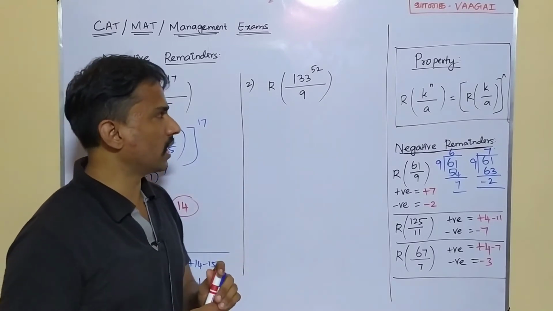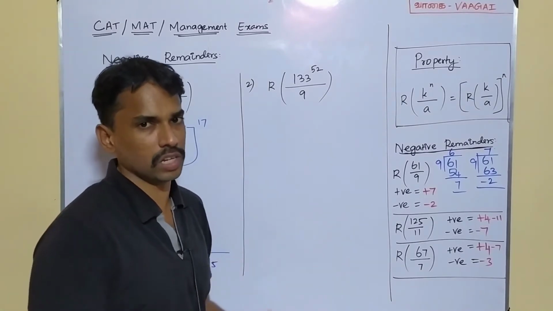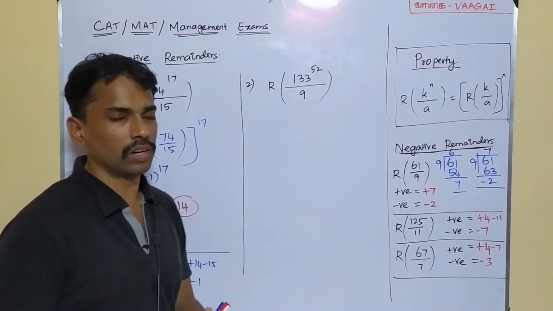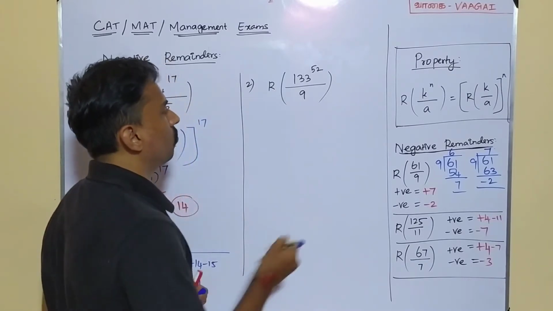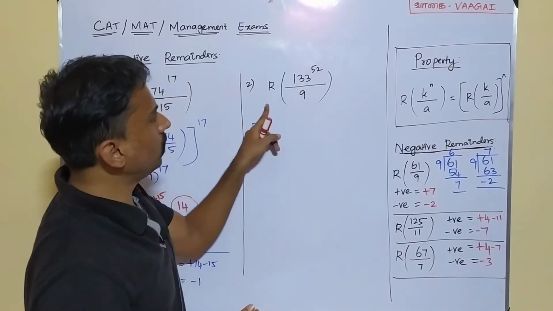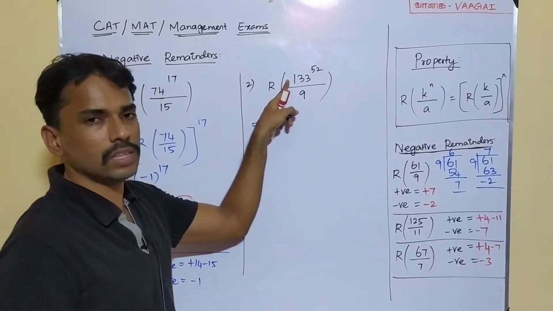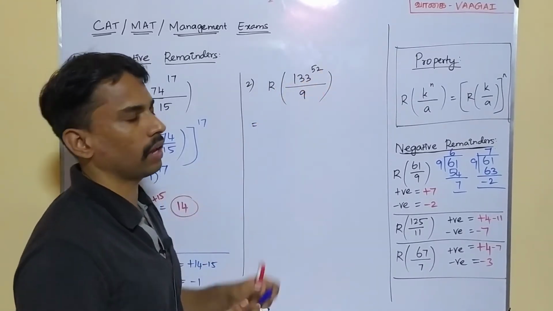Let's try to work out the second question. This second question looks a little challenging, right? Anyways, we'll try to work it out, so we'll go through the steps. The first one: what is the remainder when 133 raised to the power 52 is divided by 9?